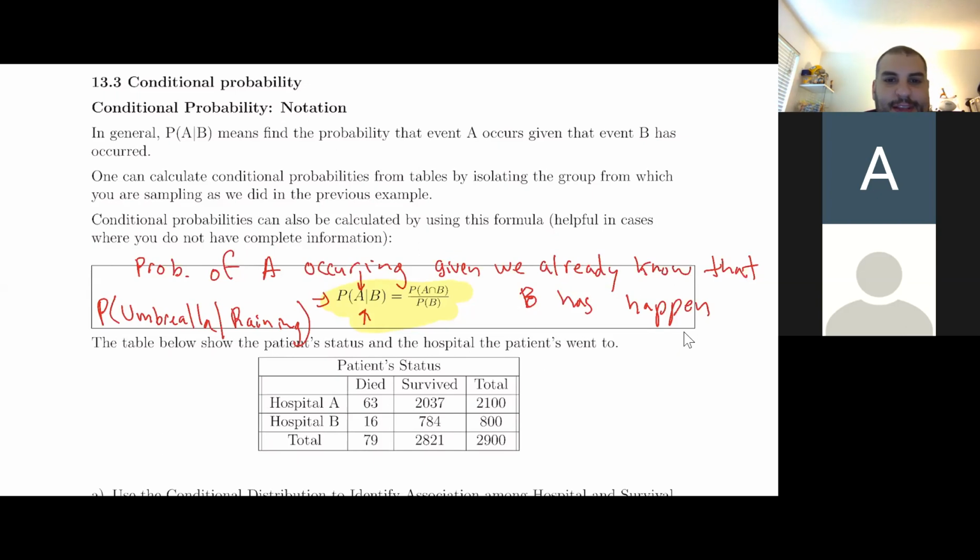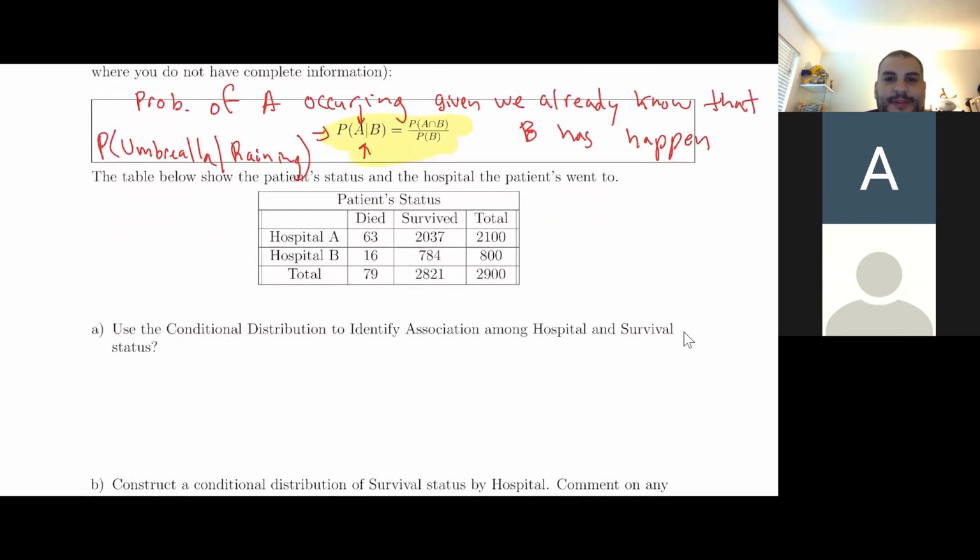All right. So let's go ahead and do this two-way table. So for the two-way table, whenever we're doing a conditional probability, we are trying to see if we have an association. So if you look at part A, it's asking us to see if there's an association between hospital and survival status. So we want to see, does it make a difference which hospital you go to? So we want to see if you go to hospital A or if you go to hospital B, does it make a difference which of the two hospitals you go to on whether you'll survive or not survive?